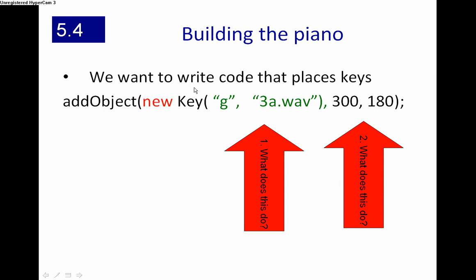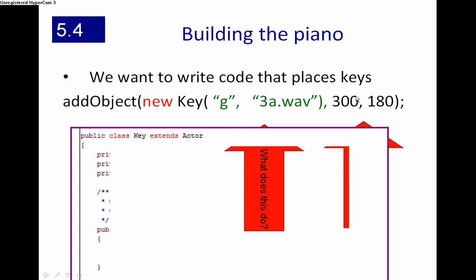What we want to do is write the code that will place the keys, and hopefully you remember where to do that. Here's the code: add object new key G, 3a.wav. What does this green section do for us? And the next question, what does this do for us? See if you can figure that out.